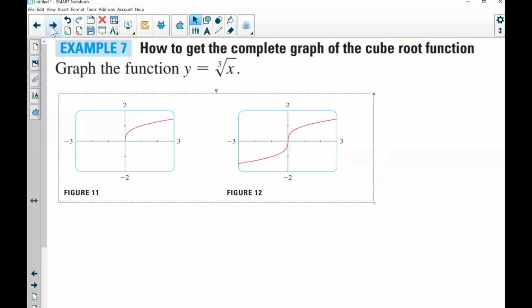Now in example 7, it says how to get a complete graph of the cube root function. Graph the function y equals the cube root of x. Some graphing devices display the graph shown in the first figure, which is figure 11, whereas others produce a graph like that in figure 12. We know from section 1.2 that the graph of figure 12 is correct. So what happened in figure 11? Well, the explanation is that some machines compute the cube root of x using a logarithm, which is not defined if x is negative. So only the right half of the graph is produced. You should experiment with your own machine to see which of these graphs is produced.